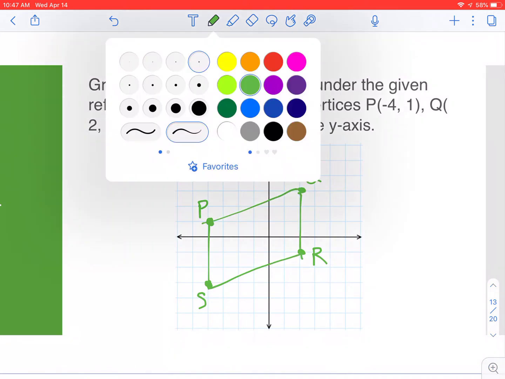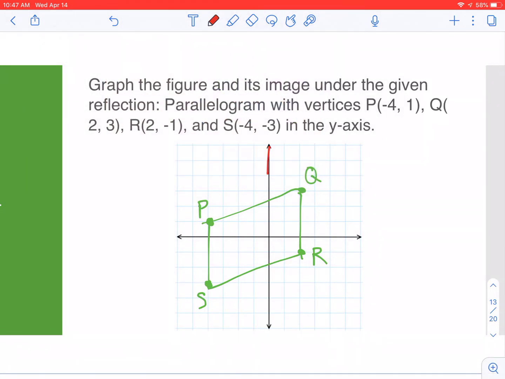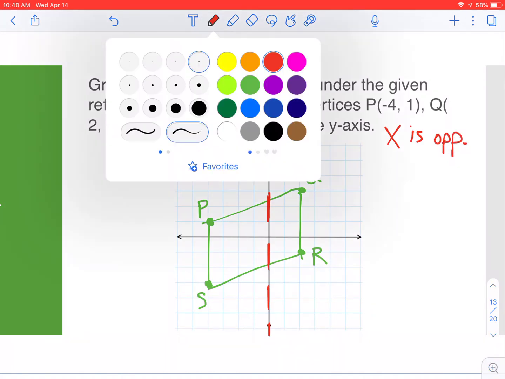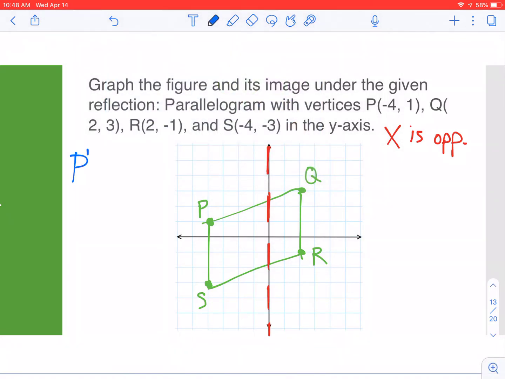And now I'm going to reflect it over the y-axis. So when I do it over the y-axis, x coordinate is opposite. So we'll go back to blue here. P prime, here's P, I'm going to take the opposite of -4, which is 4. 1 stays the same. So P prime will be over here.